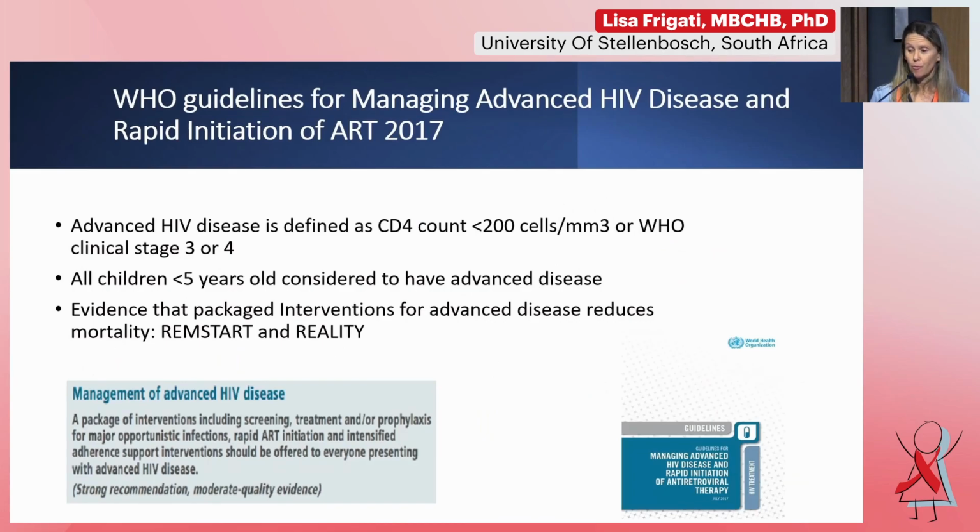But this study then informed the WHO guidelines in 2017, and these guidelines included a definition for advanced HIV disease in children. So if you're older than 5 and you have a CD4 count less than 200 or stage 3 or 4 WHO disease, you have advanced disease, and all children less than 5 years of age actually have advanced HIV disease. And this is based on old data where we know that children with HIV, especially young infants, progress regardless of CD4 count.